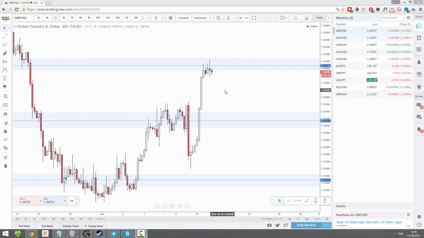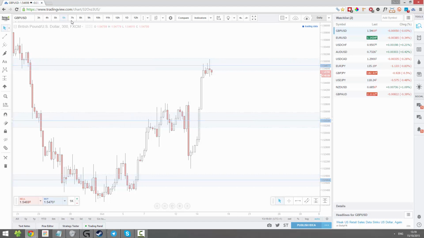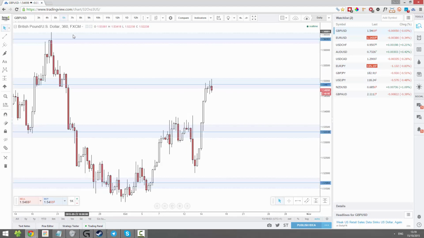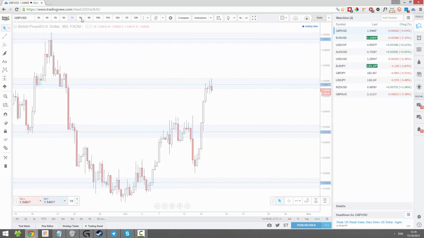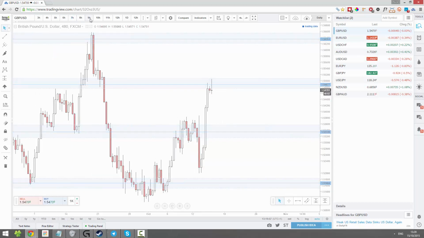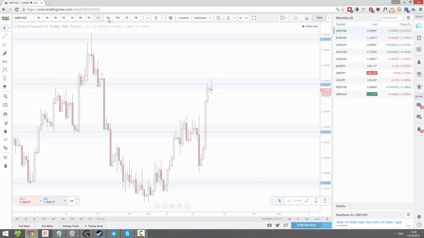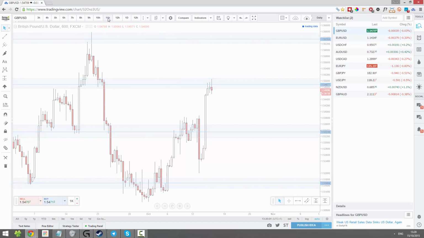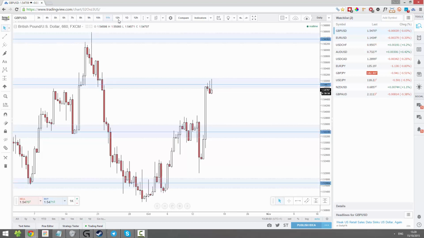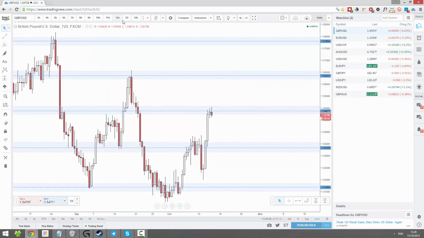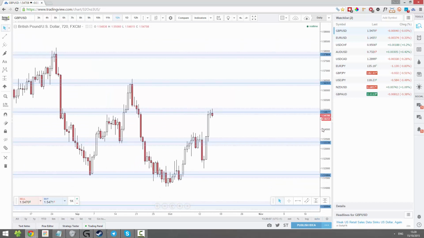Okay, so 6 hour. It might look okay here. Nah, not that good. I'm planning to trade this one on the 12 hour. I've already got this trade set up on my list, and it's kind of ready to go.